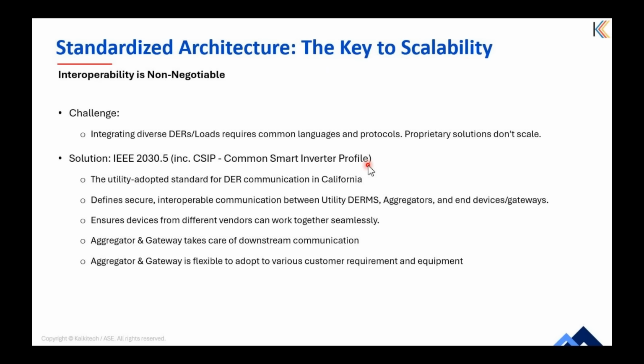Crucially, this ensures that equipment from different vendors can work together seamlessly. Aggregator and gateway solutions are built on this standard, handling the complexities of downstream communication while remaining flexible enough to adapt to different customer equipment and site needs. So, embracing standards like IEEE 2030.5 is the key to unlocking scalability and building a truly interoperable, efficient grid of the future.